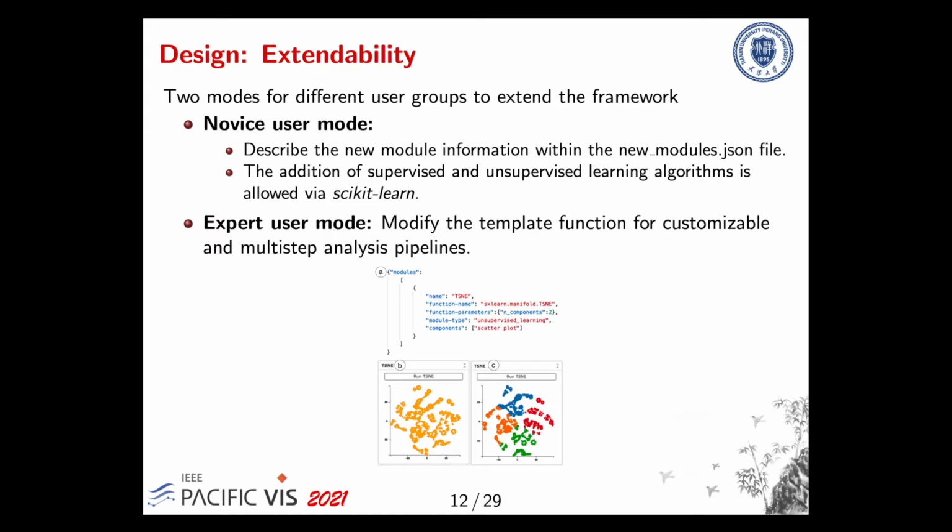The figure shows adding a t-SNE module to the interface. A is the information to be added to the template file under the Novice User mode, and the added module is shown in B. C shows that under the Expert mode, we can further customize the module by coloring the points using the k-means clustering result.